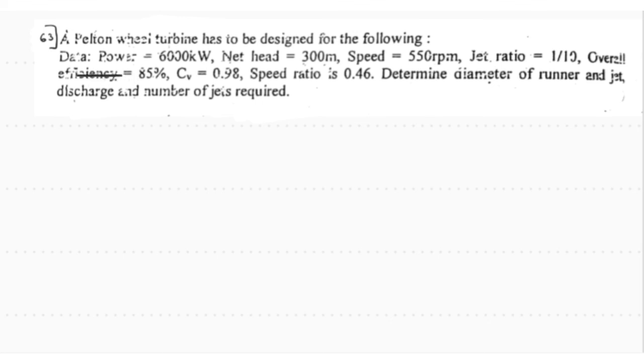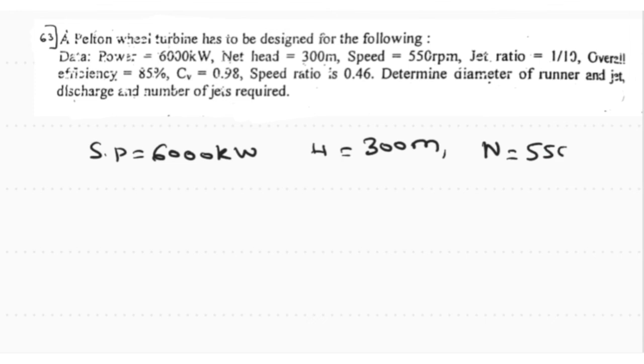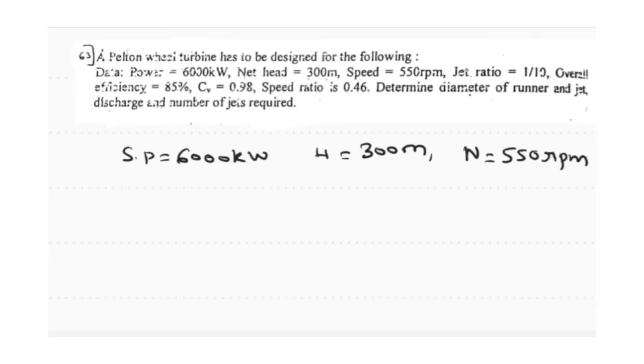In the question, power is given. So this power is nothing but shaft power. So shaft power is given as 6000 kilowatt. Net head is given as 300 meter. Speed is given as 550 rpm.